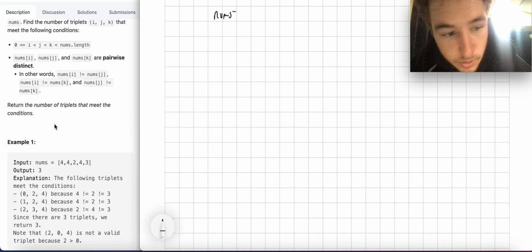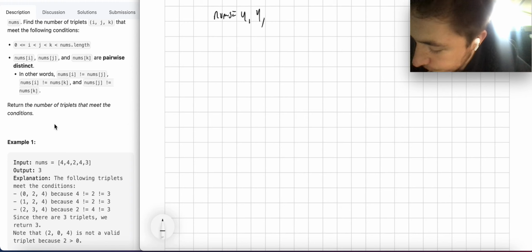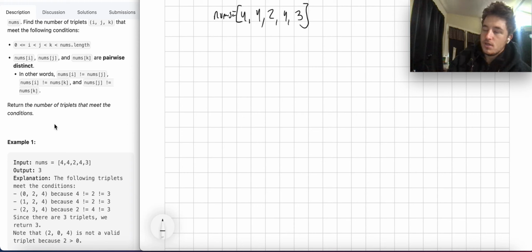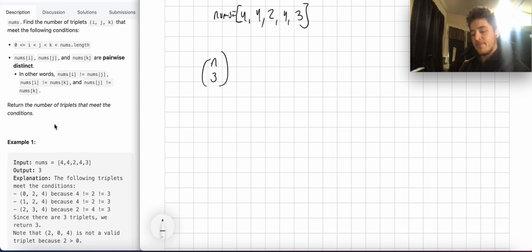Let's look at this example. If you have nums equals 4, 4, 2, 4, 3, for example, how would you find how many size 3 triplets you can select from this array? Well, the idea there is n choose 3, right? That's a mathematical concept, which is saying this is the number of ways from n things, where n is the length of nums, that you can select 3 things. So there's n choose 3 ways of doing that.